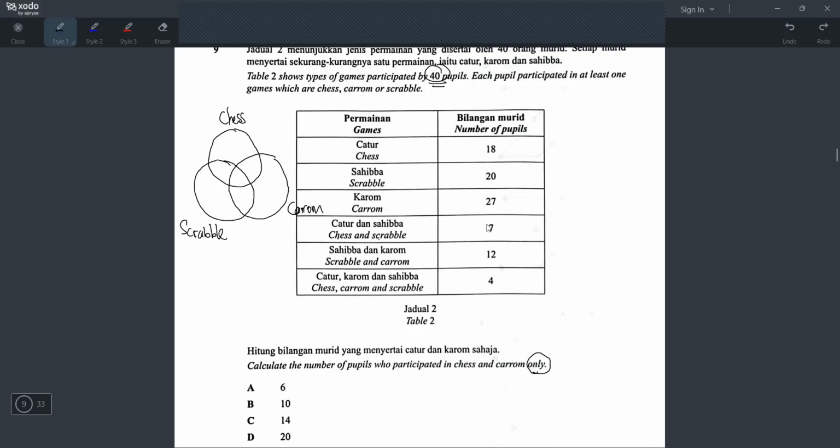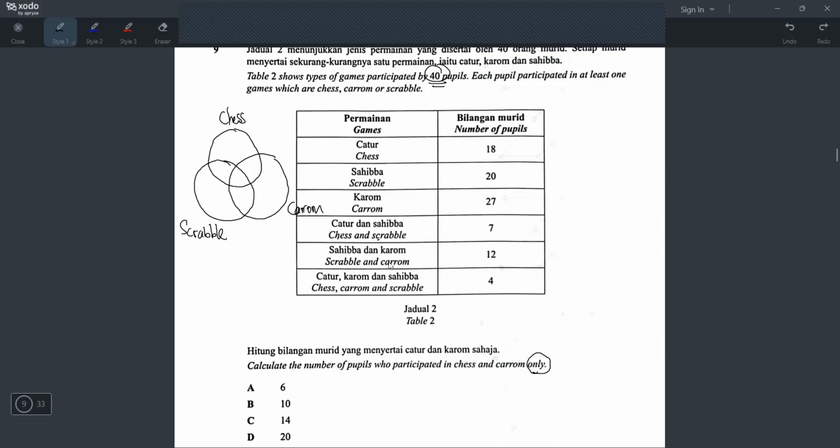What about chess and Scrabble 7? Some of you will go and write it here, you put 7 here. Wrong, this is wrong, because they never say the word only. If they say chess and Scrabble only, then only you can put here because then only here is 7. But for this case, they just say chess and Scrabble 7. It means the 7 is not here. It's actually here plus with here. This whole thing is 7. So you can write the 7 also.